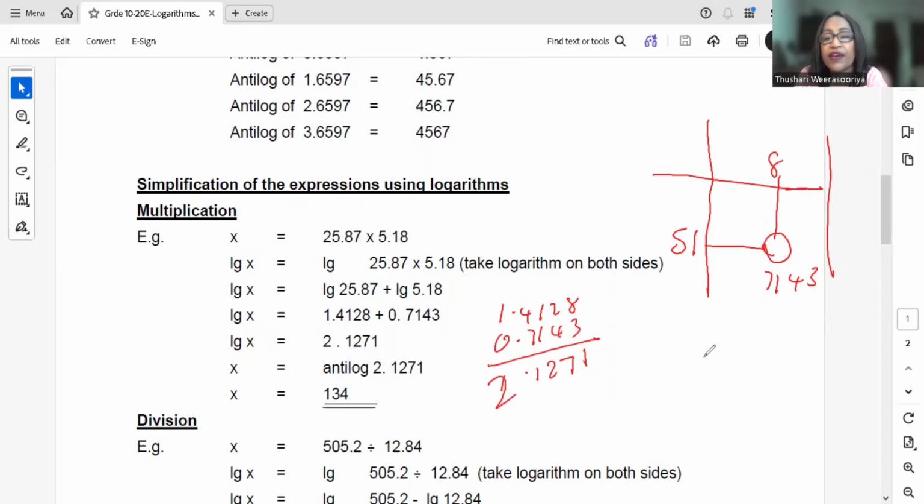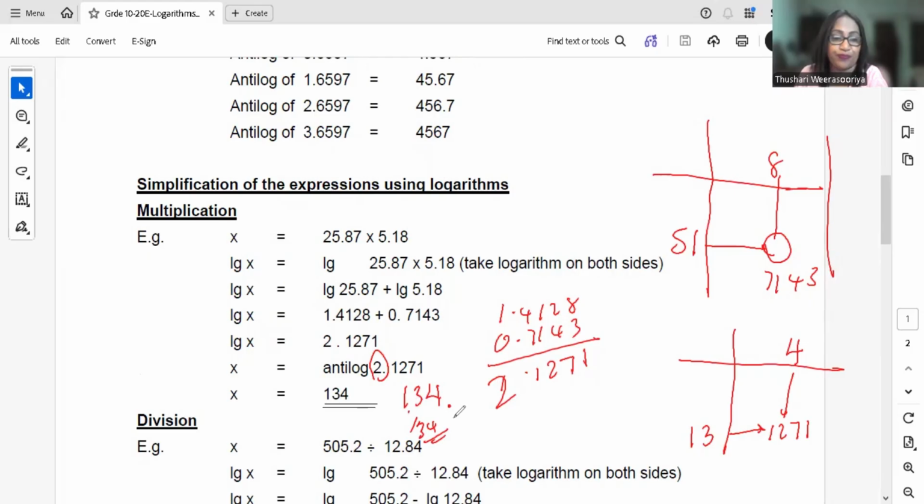Now we'll see where in the log book this opposite, anti-log, is. 1271. Where's 1271? I can see 13. So if you want, you can double check with your logarithm book. 13, 4, you get exactly this. Then it's easy. No need to worry about the remaining ones. 1, 3, 4. And the decimal characteristic value is 2. If it is 0, it's here. If it is 1, it's here. If it is 2, it's here. Then the final answer is 134.